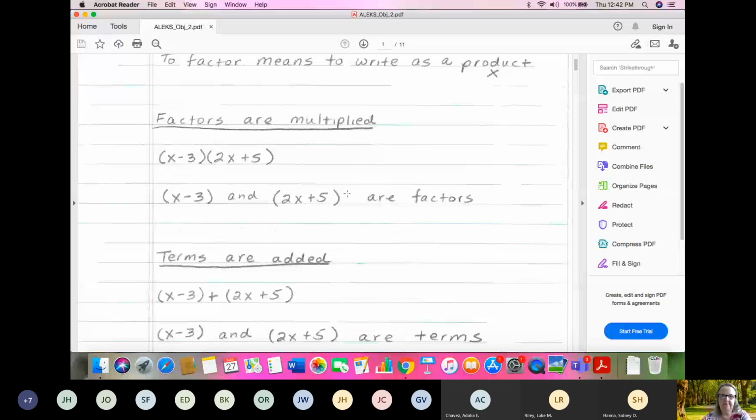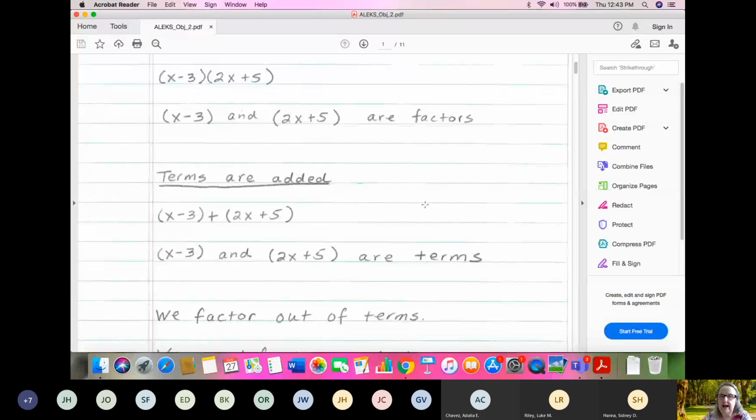And this is a nice segue into what I was just talking about a few moments ago. Factors are multiplied. So we're going to talk about terms and factors here. Factors are multiplied, so there's an understood multiplication symbol in there. So what are the factors? x minus 3 is a factor, and also 2x plus 5 is a factor. So those are the factors.